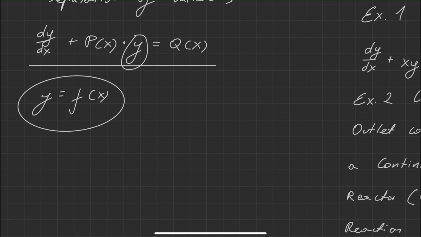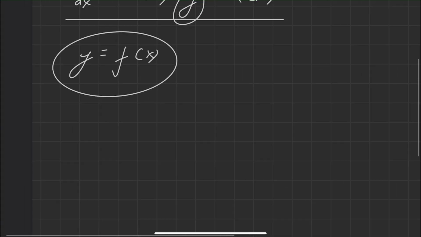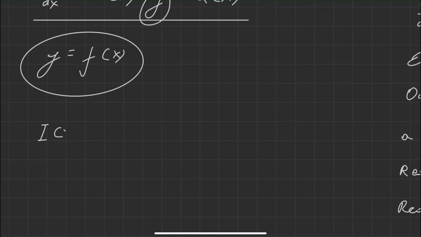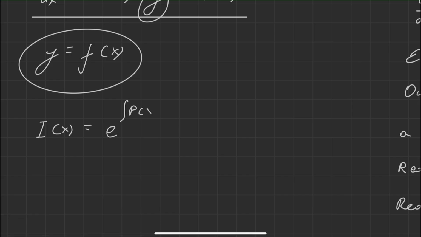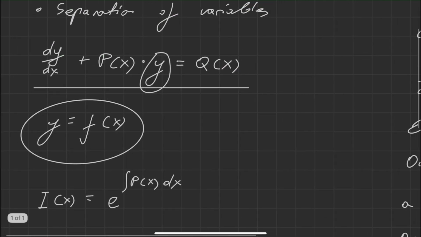So the integrating factor is going to be this sort of a function, let's call it I of x, which will be defined as e to the power of the integral. I know it looks scary, but trust me, it is not that bad, of the function p of x integrated with respect to x. Now notice that p of x is nothing else than this function that we have right here standing next to our y. So this is very important.